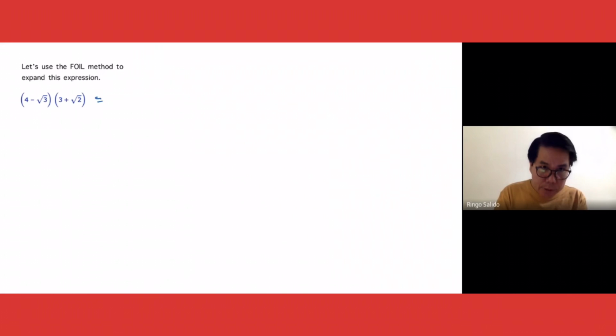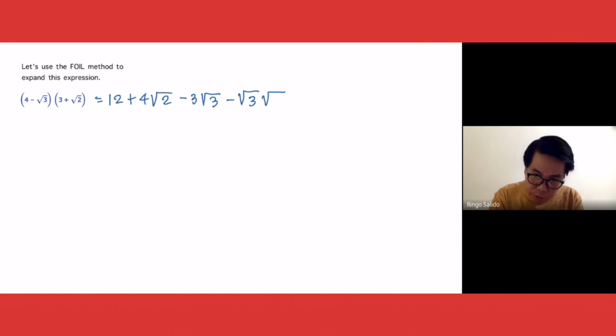4 times 3 is 12. And then 4 times positive root of 2 is positive 4 root of 2. Now, inside, negative root of 3 times 3 is negative 3 root of 3. And the last, negative root of 3 times positive root of 2 is negative root of 3 times root of 2.